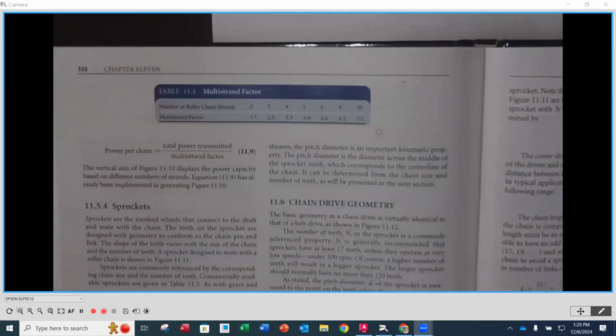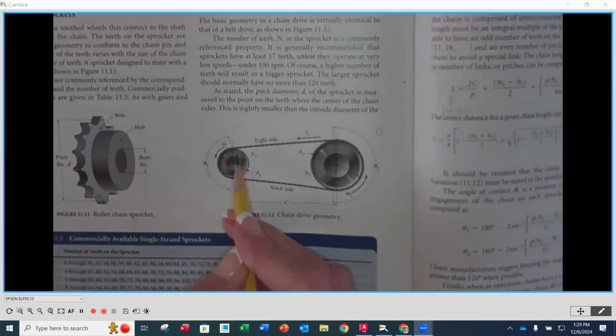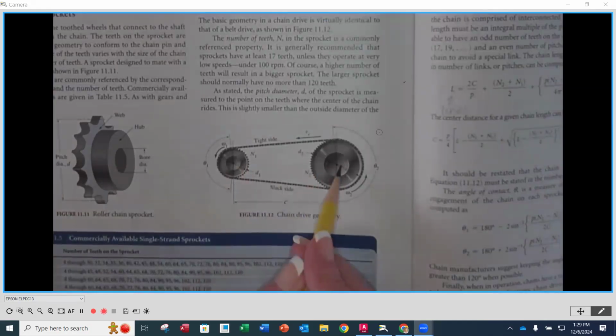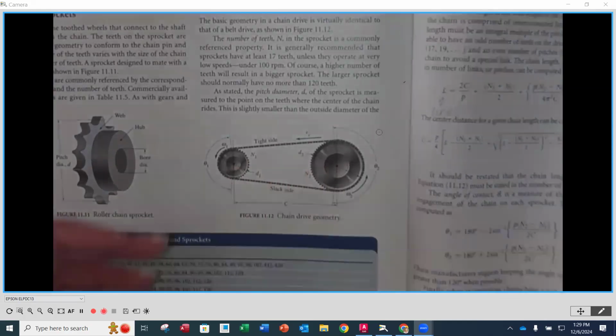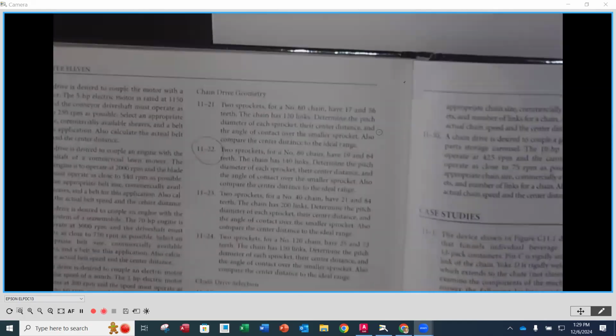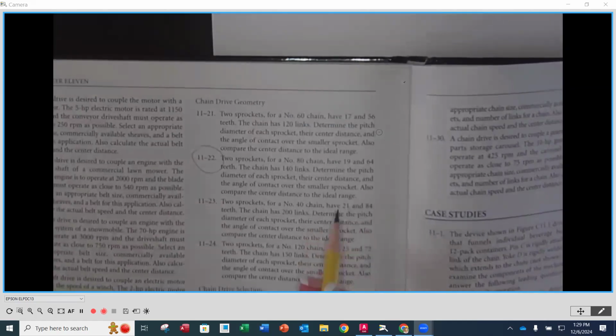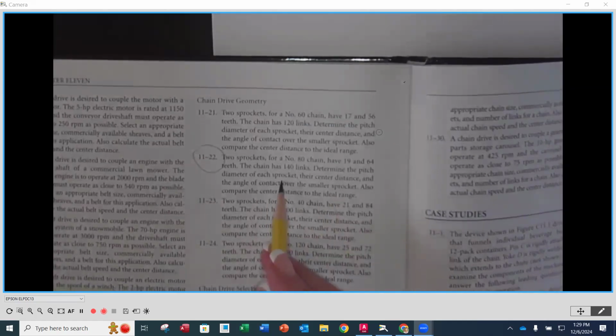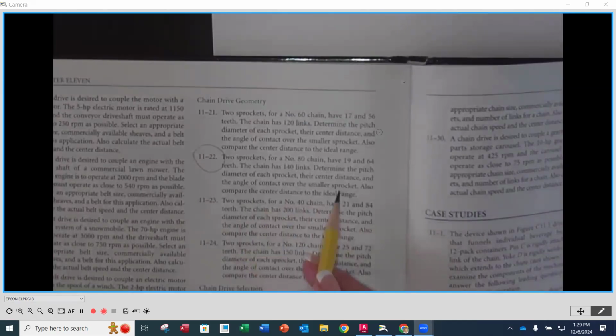So if we look here, let's just go back to page 310. They've told us already how many teeth are on this pinion and on this pinion, smaller and larger, and how many links are on the chain going around. So that's already given for us, and the size of the chain. They want us to determine the pitch diameter of each one of those sprockets. That's going to be our D1 and our D2. The center distance and the angle of contact over the smaller sprocket. Also compare the center distance to the ideal range.